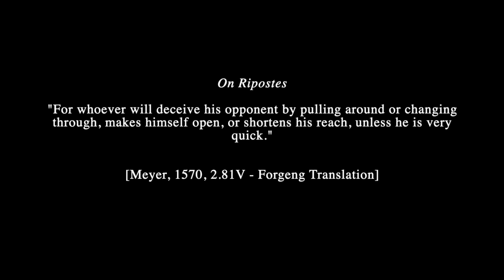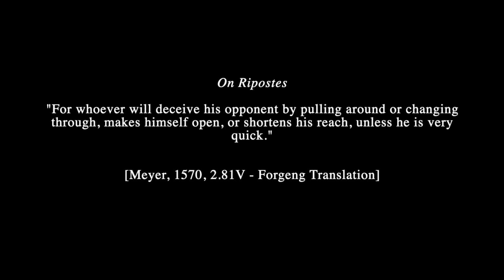In Meyer's words, whoever will deceive his opponent by pulling around or changing through makes himself open or shortens his reach, unless he is very quick. None of this should be a surprise based on our discussion of amplitude earlier. However, let's look at a few other factors related to this advantage.